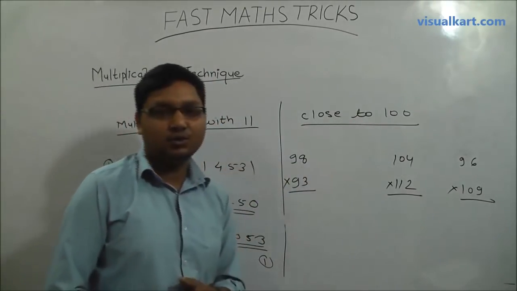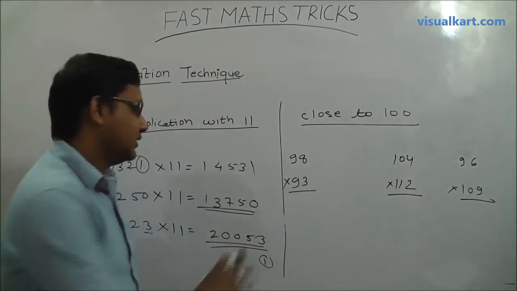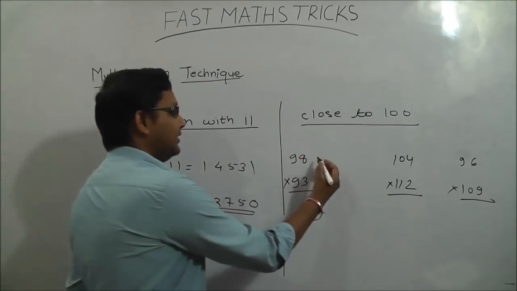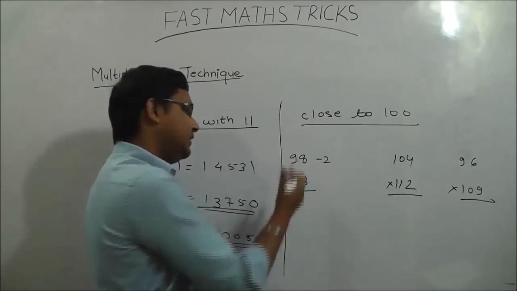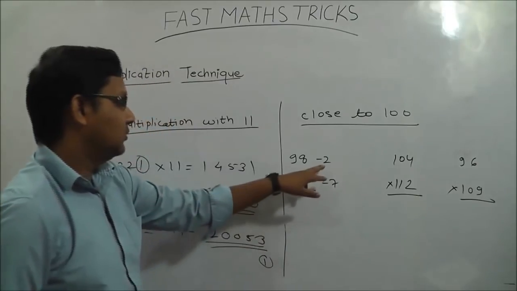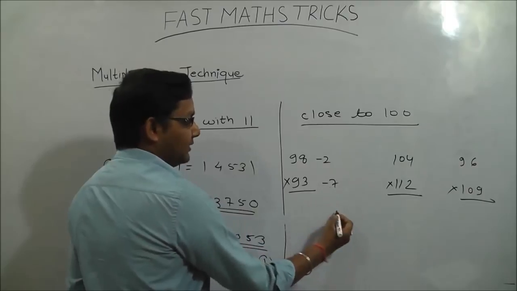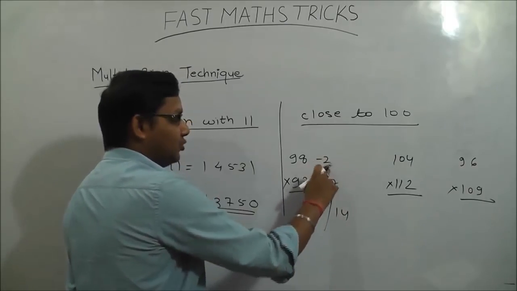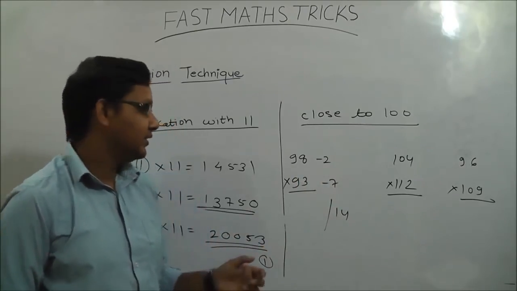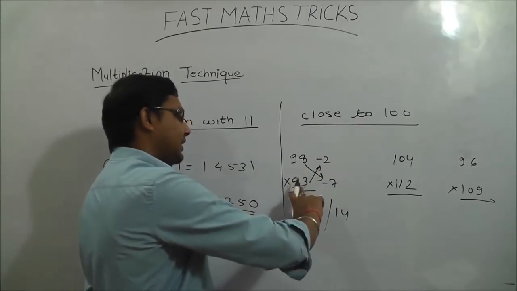Okay, so let's now move on to multiplying numbers close to hundreds. 98 is close to 100, 93 is close to 100. So in this case, what do we have to do first? 98 is how much less than 100? 98 is 2 less than 100. 93 is how much less than 100? 93 is 7 less than 100. So minus 2, minus 7. Then we have to multiply minus 2 into minus 7, that is 14. And then we have to do 98 minus 7 or 93 minus 2.